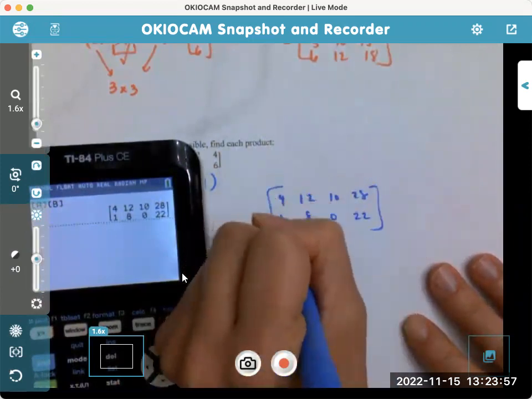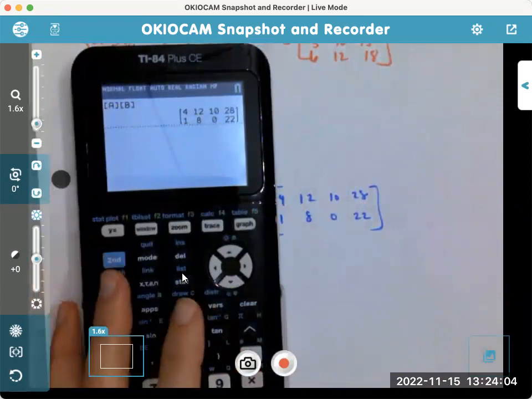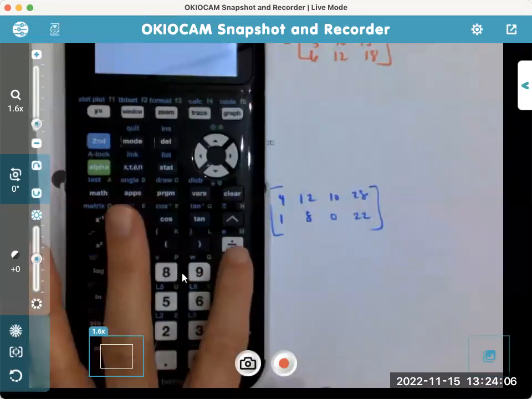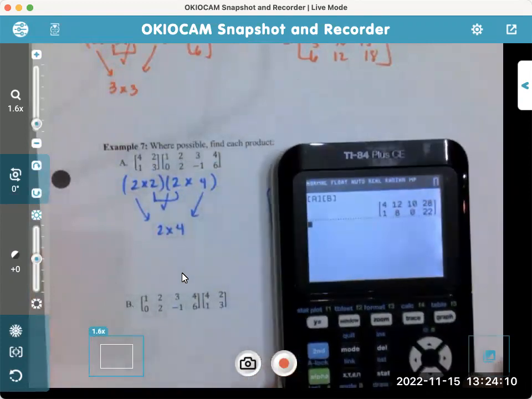And yes, you can also do the addition, subtraction, scalar multiplication with your matrix as well, right? Just using these operation buttons. But remember, division does not exist. Division with matrices doesn't exist.